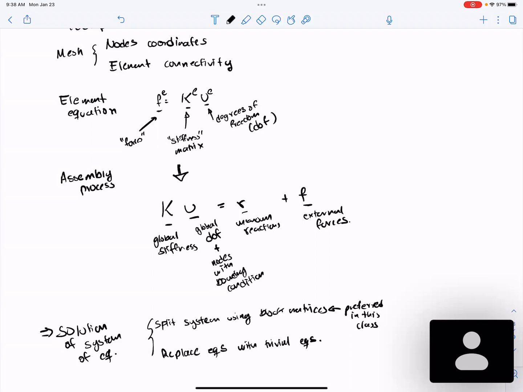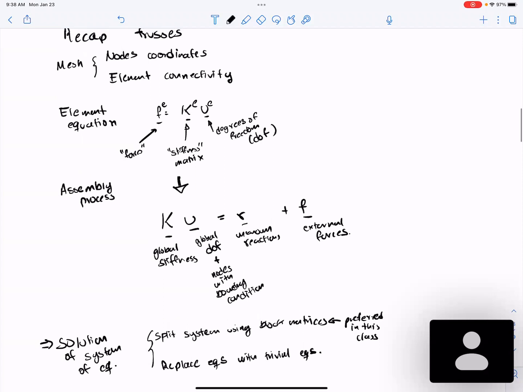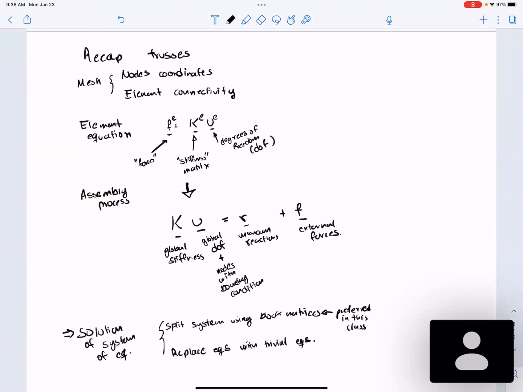Again, this is a recap of what we did for the trusses, and I just want to put it here because, like I said, this is going to come up over and over again.